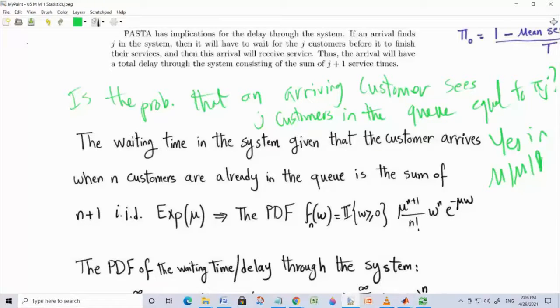Okay, so this is very important. If you want to compute things from the perspective of the arrivals, you will have to obtain the probabilities by which they perceive the system. Here the probabilities are the pi's. Okay, any questions so far?